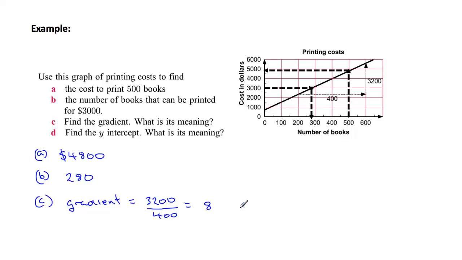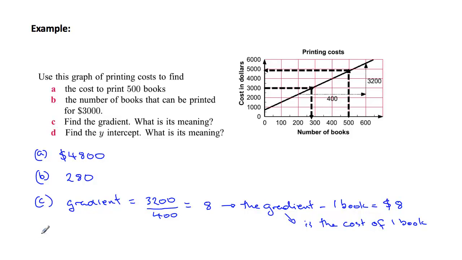Well, the gradient gives the units of cost. In other words, one book would be $8. That's what it means. The gradient gives one book equal to $8, and you can do that simply because it's a straight line, as I mentioned before. So the gradient is the cost of one book.